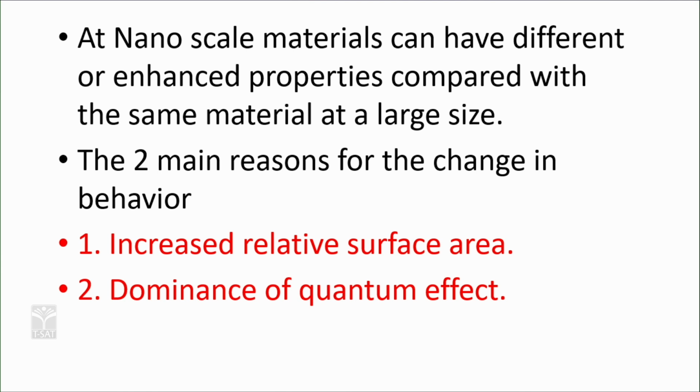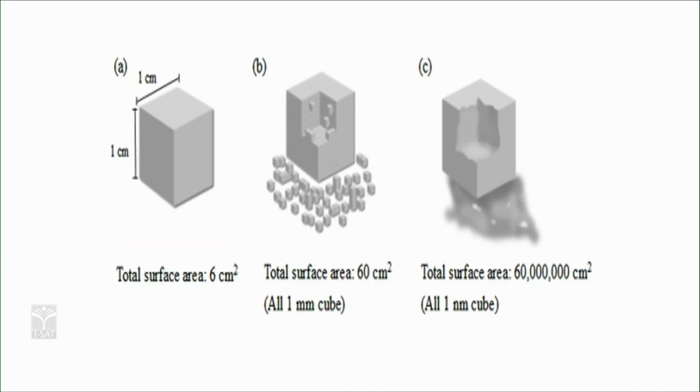One is increased relative surface area. The second is dominance of quantum effect. These are the two factors which are responsible for nano impact. So, what do you mean by this? Increase in the relative surface area and dominance of quantum effect. These are the two factors which are responsible for nanotechnology. So, what are these? Let us examine.